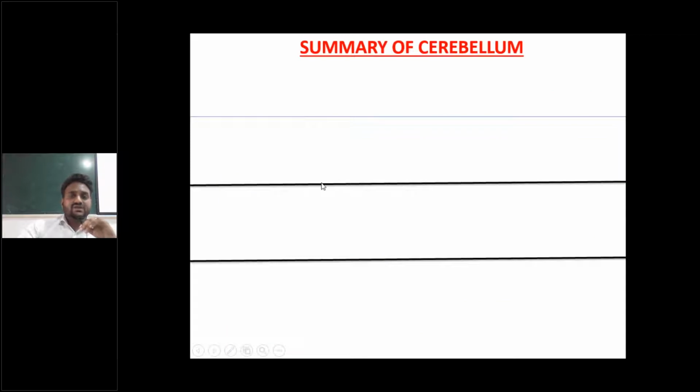Next we come to the summary of the cerebellum, where I simply summarize the entire cerebellum. Before this summary, once again I come from the beginning of the cerebellum. Quickly, once we go through the entire cerebellum from the beginning, after that we see this summary sheet.